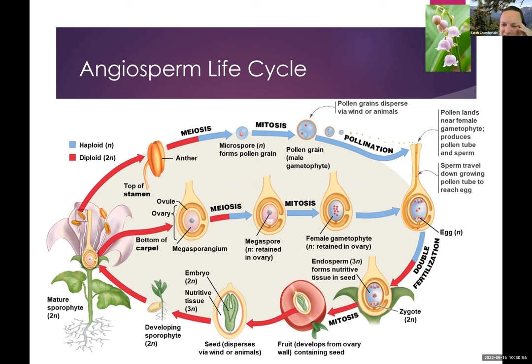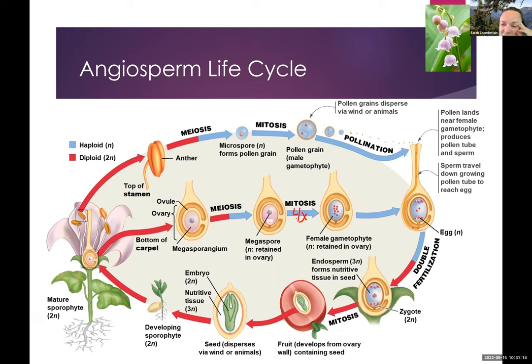It specifically makes 1, 2, 3, 4, 5, 6, 7, 8 nuclei. So it undergoes mitosis twice. Wait, is that twice or four times? Because if we start off with one cell, we end up with 8. So it undergoes mitosis 4 times, so that we end up with 8 cells.